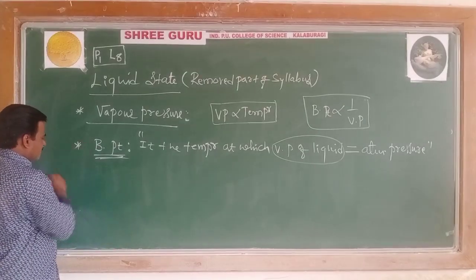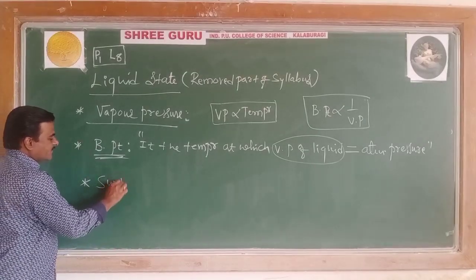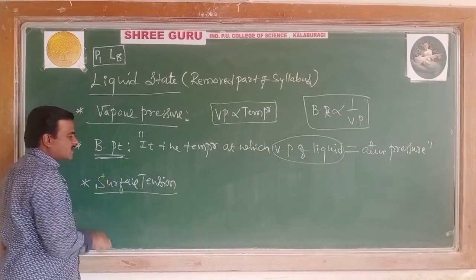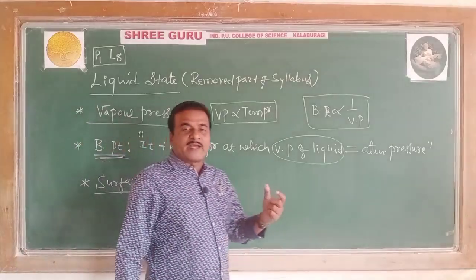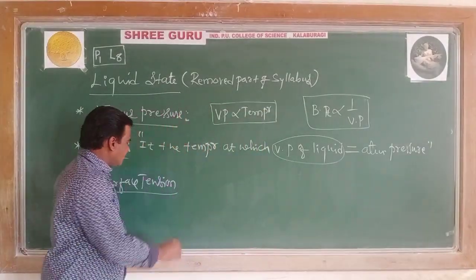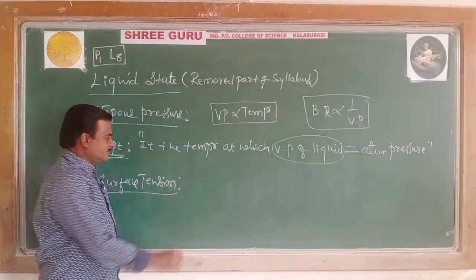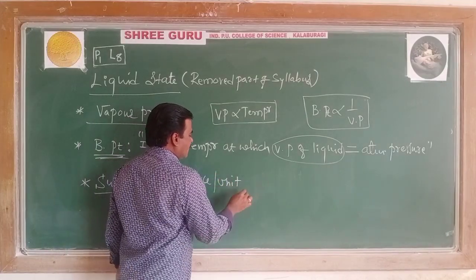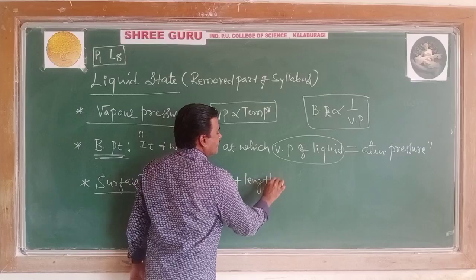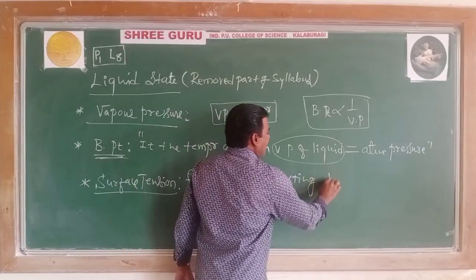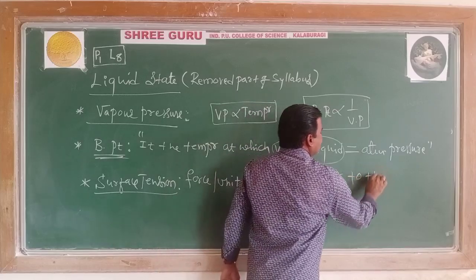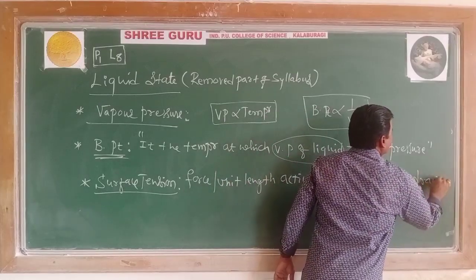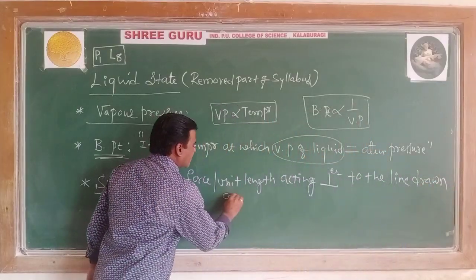Coming to the next important part, which is surface tension. One more property of the liquid is surface tension. So what is this surface tension? It is the force per unit length acting perpendicular to the line drawn on the surface of a liquid.